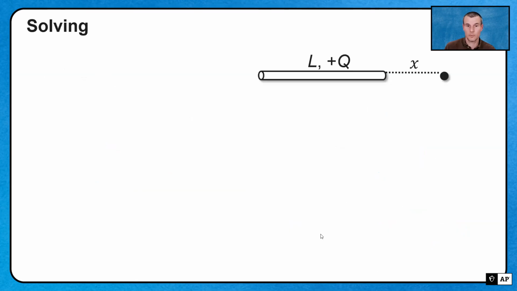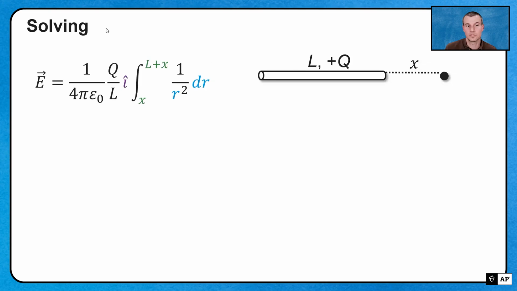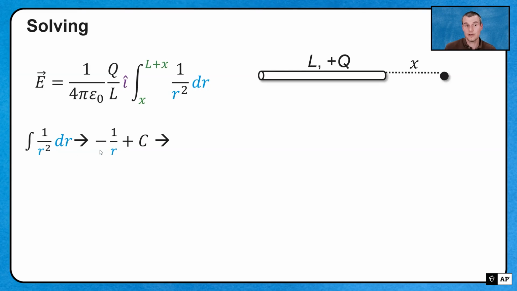So let's keep this bottom equation in mind on this next page here. We start with this one here. And the first thing we're going to do is find out what the integral of 1 over r squared is. It's going to be equal to negative 1 over r plus c. Or if you were doing r to the negative 2, right, and you were integrating that, you'd get negative r to the negative 1.